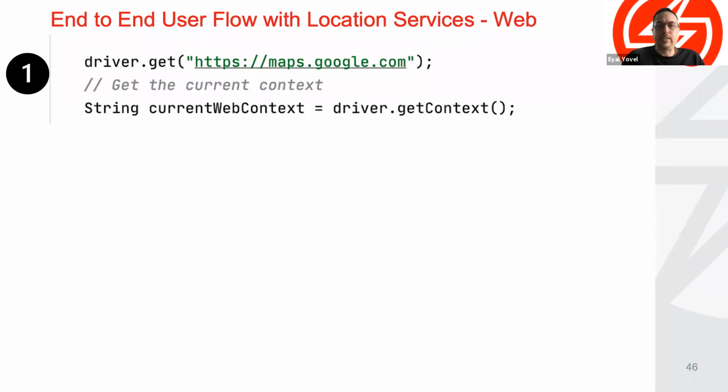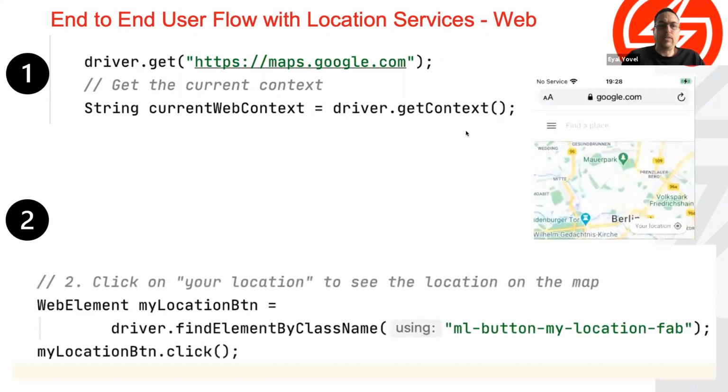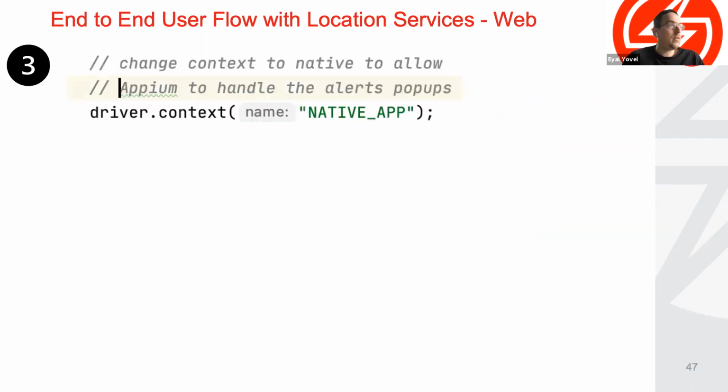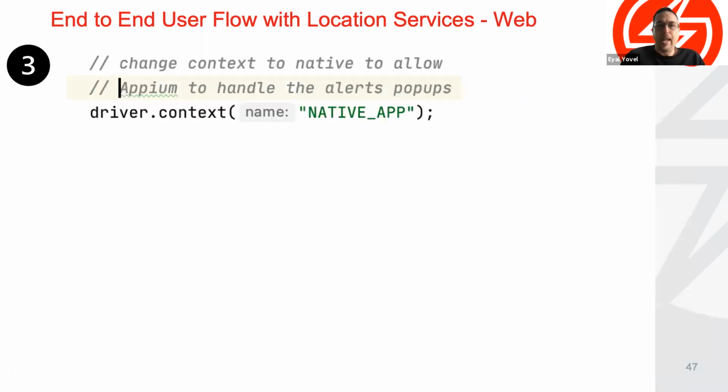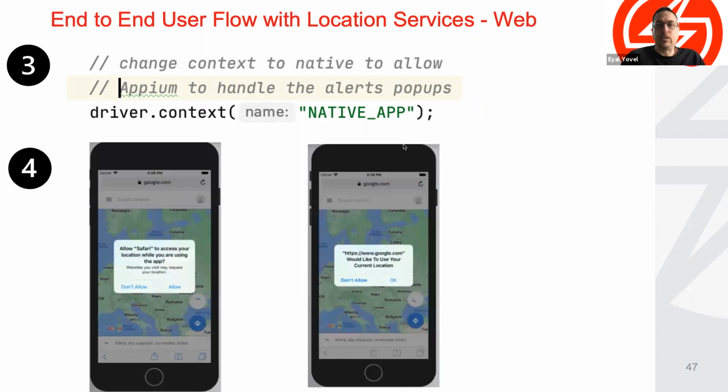So first of all, we should save the web context. You can see here that I save my current web context, and after that I can continue with my test, continue with my web scenarios. And when we need to handle the alert, we need to switch to the native app. And after that, I use try and catch to handle the alerts.